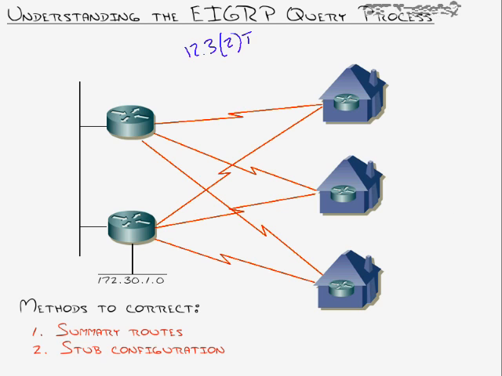It's called a Graceful Shutdown. Before that release of the IOS, if a router went down because somebody reloaded it, or somebody did a clear ip eigrp neighbors, or somebody did a shutdown on an interface that was connected to a neighbor, the router doesn't tell anybody.